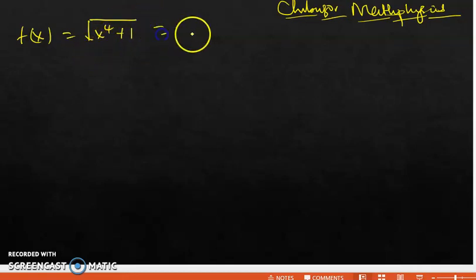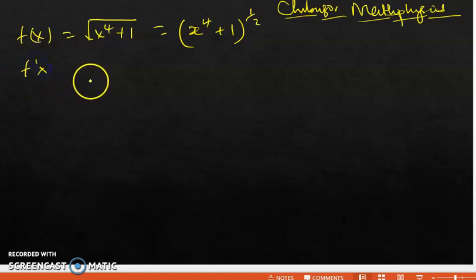So this will be equal to x power 4 plus 1, raised to a half. The square root will be raised to a half. So f prime of x, that is the derivative of this function, will now be a half into x power 4 plus 1.